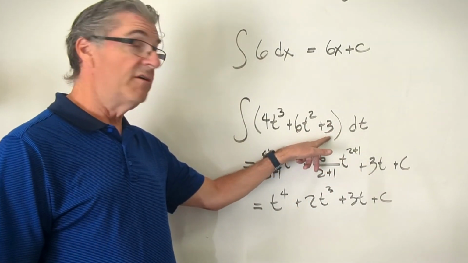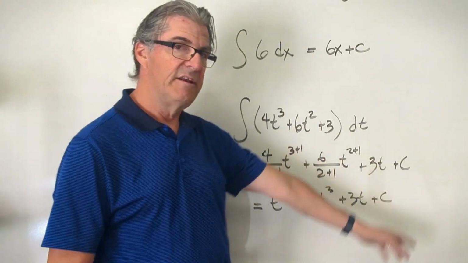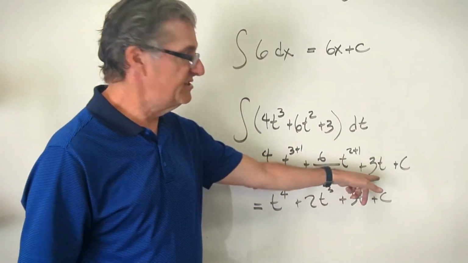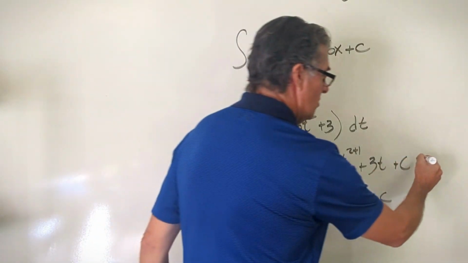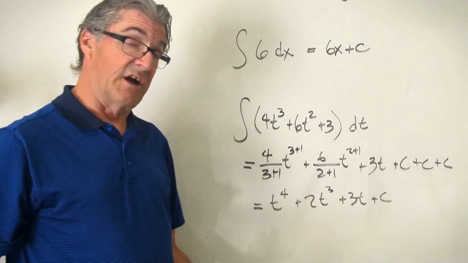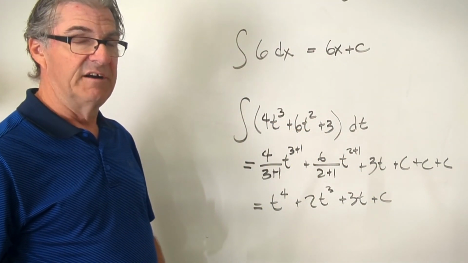And then I took my integral of 3, which is 3t, and I put my plus c. Now, I have a question for you. Each one of these technically generates a c. So why didn't I go plus c plus c plus c? Because each one generates a constant. But there's a good reason for why I don't put 3 c's out there.